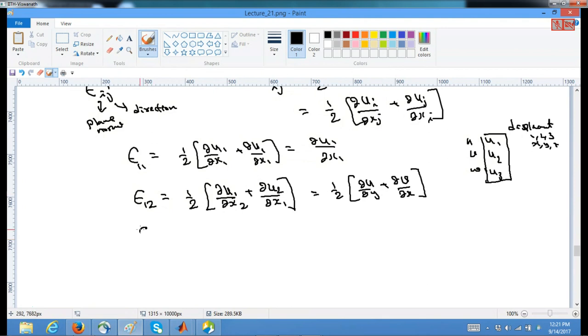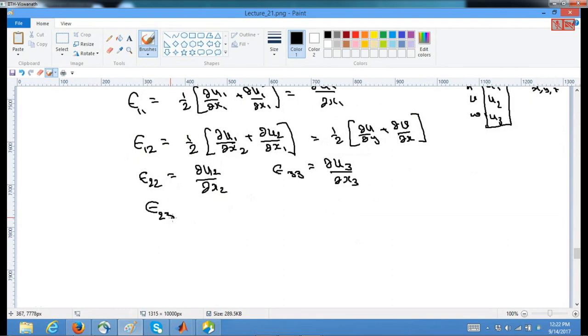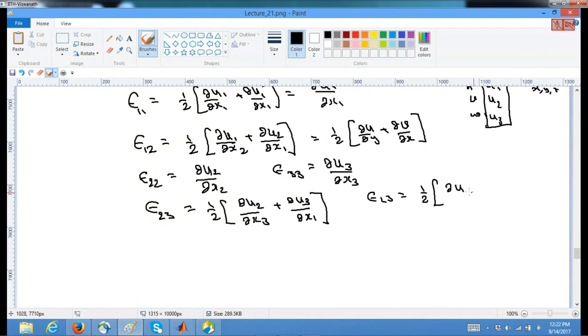Similarly, epsilon 2 2 is equal to dou u2 by dou x2, epsilon 3 3 is equal to dou u3 by dou x3, and epsilon 2 3 is equal to 1/2 (dou u2 by dou x3 plus dou u3 by dou x2), and epsilon 3 1 or 1 3, whichever you want to write it as, is equal to 1/2 (dou u1 by dou x3 plus dou u3 by dou x1).